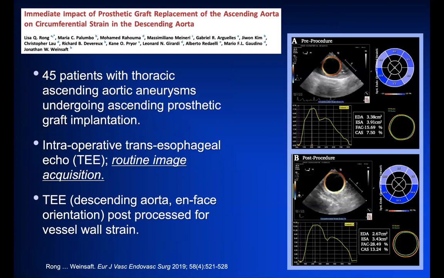In subsequent studies, we've looked at this concept using echocardiography. In an initial study done by our group in which we looked at the predictive value of transesophageal echo, we examined 45 patients with thoracic ascending aneurysms undergoing ascending prosthetic graft implantation. We performed intraoperative transesophageal echo via routine clinical methods, and then we post-processed it for strain-based imaging, namely distensibility and distortion of the aortic wall, as shown here, pre-procedure and post-procedure. What we're doing is effectively edge tracking the distension of the wall during the cardiac cycle.